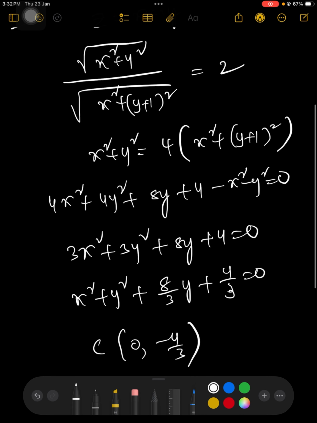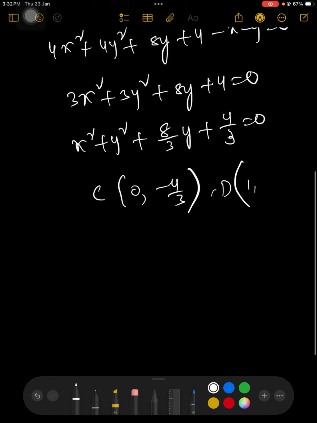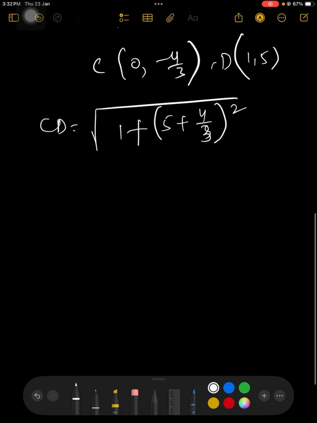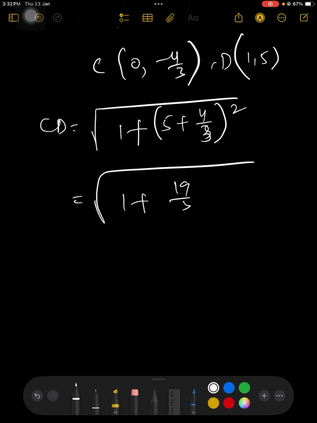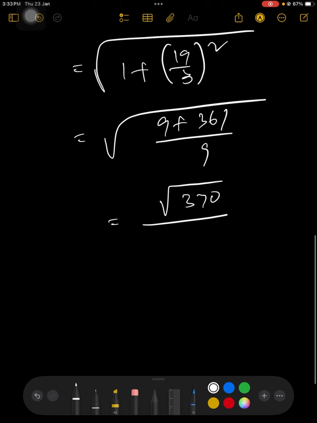Now the center is (0, minus 4 by 3), and the point D given is (1, 5). We need to find the distance CD, that is root over 1 plus (5 plus 4 by 3) whole square, so it is root over 1 plus (19 by 3) whole square, which is root over 1 plus 361 by 9. That is root over 370 by 3.